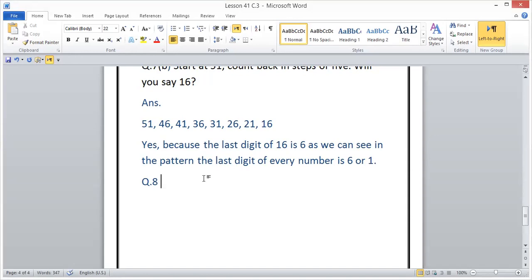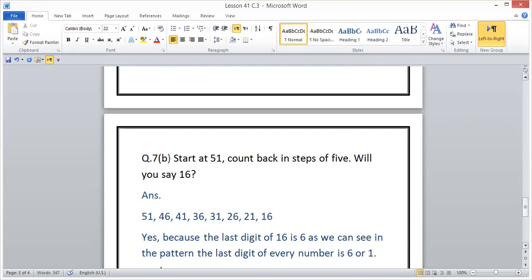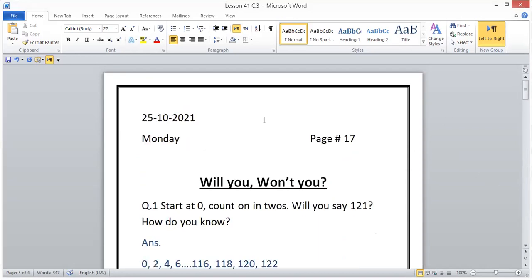So take out your notebooks, guys. On the top of the page, write the date. It is 27th October 2021. The day is Wednesday, and the topic which we are studying is Will You Say, and it is on page number 7.